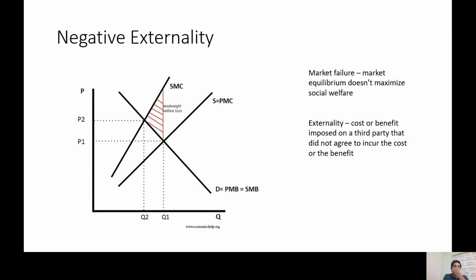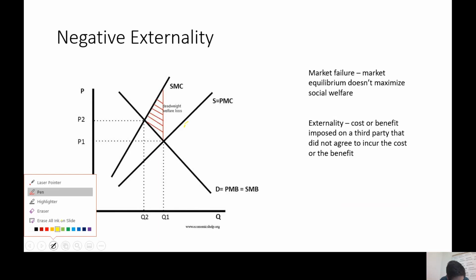Right. And so the way that we graphically represent this, right, because this is a complicated story to tell, is that we show, right, this is a negative production externality. So this is a situation in which a production facility, let me see if I can get a different color.